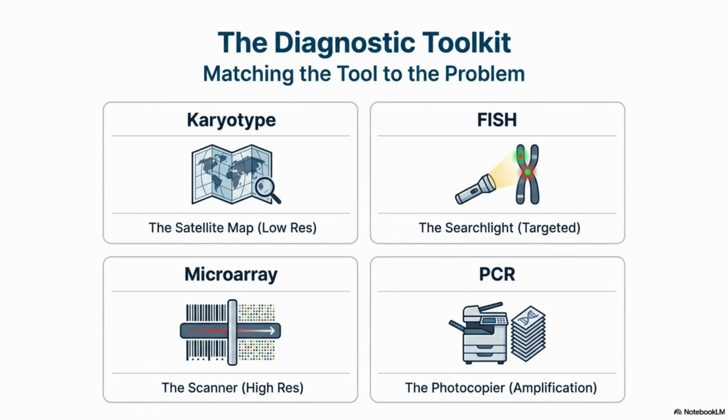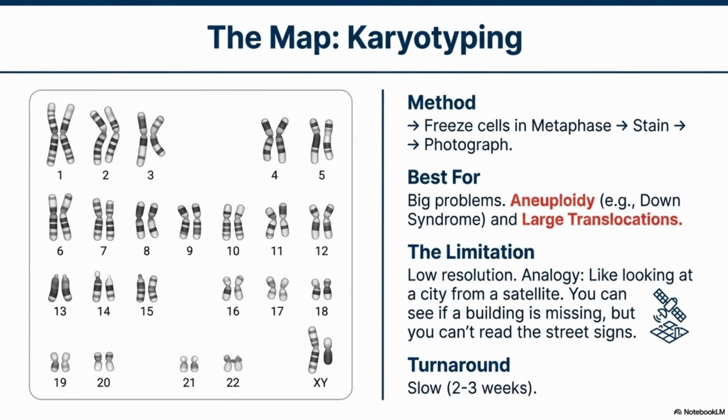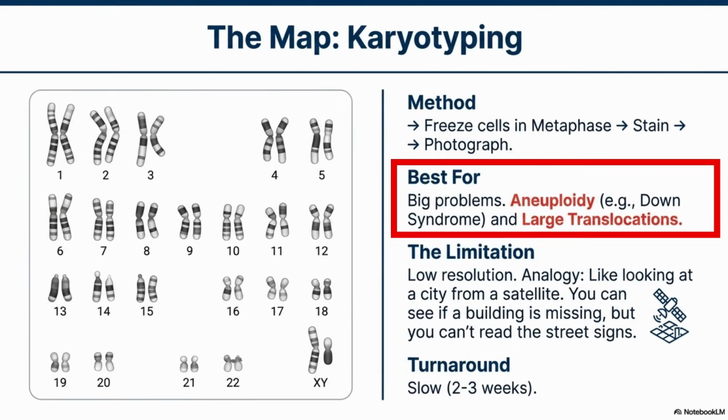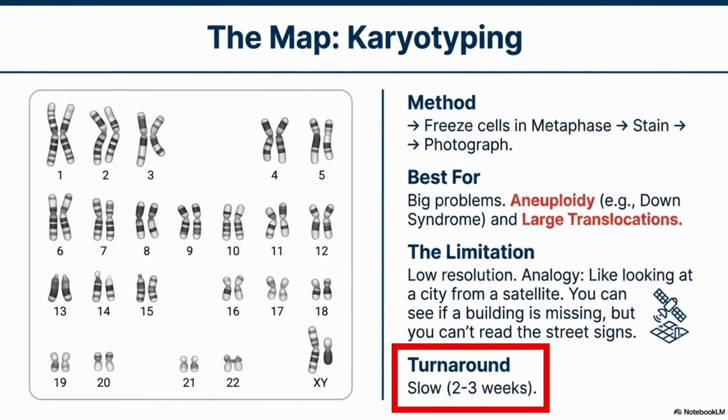Next, we'll see the toolkit, genetic diagnostic techniques. This is the most practical part. A patient walks in, which test do you order? Let's dive in. First one is karyotyping, the map. We freeze cells in metaphase, stain them, and take a picture. It is best for big problems like aneuploidy, Down syndrome, and large translocations. The limit is low resolution. It's like looking at a city from a satellite. You can see if a building is missing, but you can't read the street signs. It is a slow procedure, taking around 2 to 3 weeks.